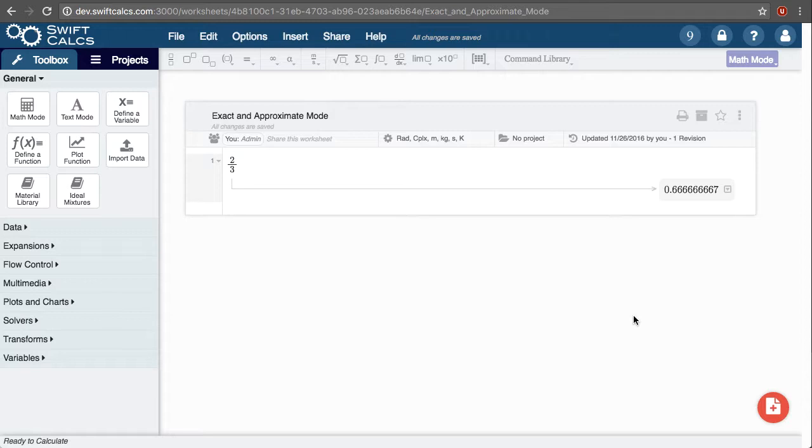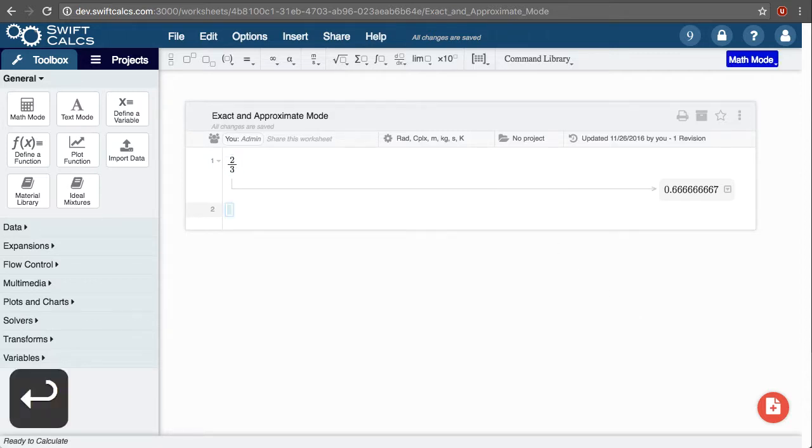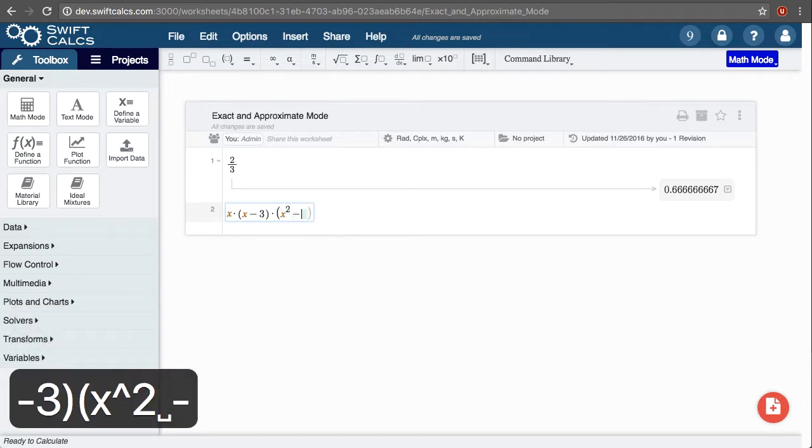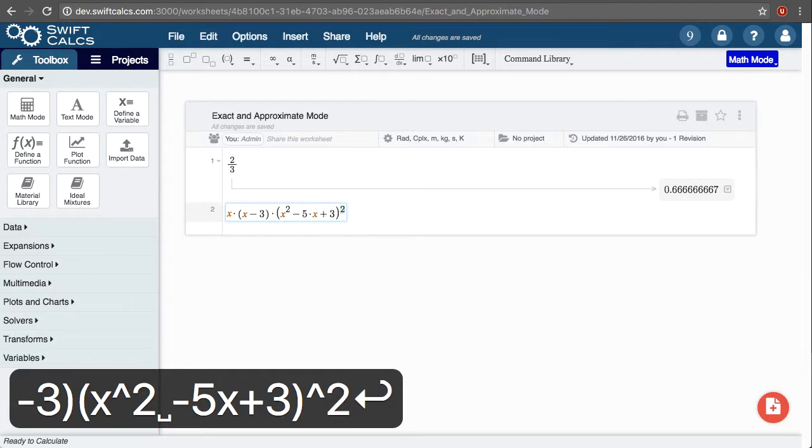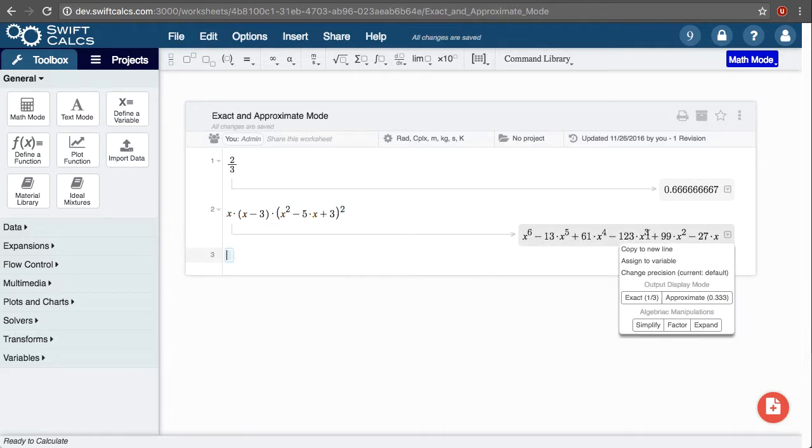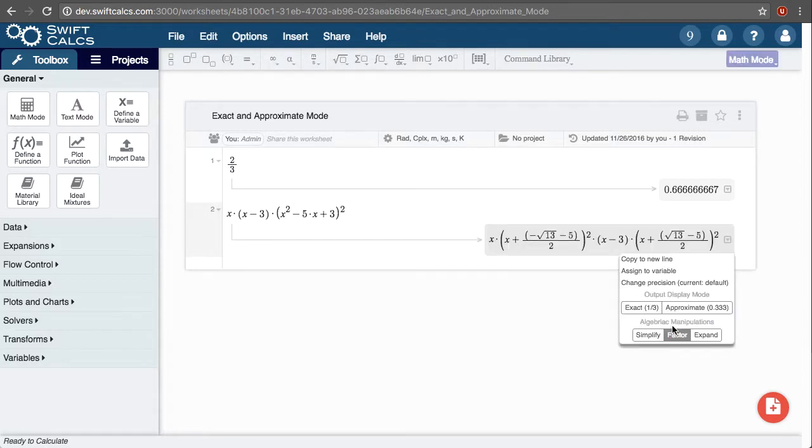Exact or symbolic mode allows for Swift Calcs to do algebraic manipulations. For example, we can enter an expression such as this. And Swift Calcs will expand the result mathematically. We can also ask it to factor the result.